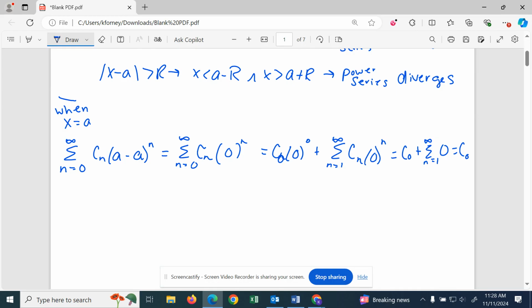It's important to note that no matter what else is happening in the power series, we are guaranteed to get convergence when x is equal to a. This series may not converge at any other value, but it's always going to converge when x equals a. So, always converges when x equals a.